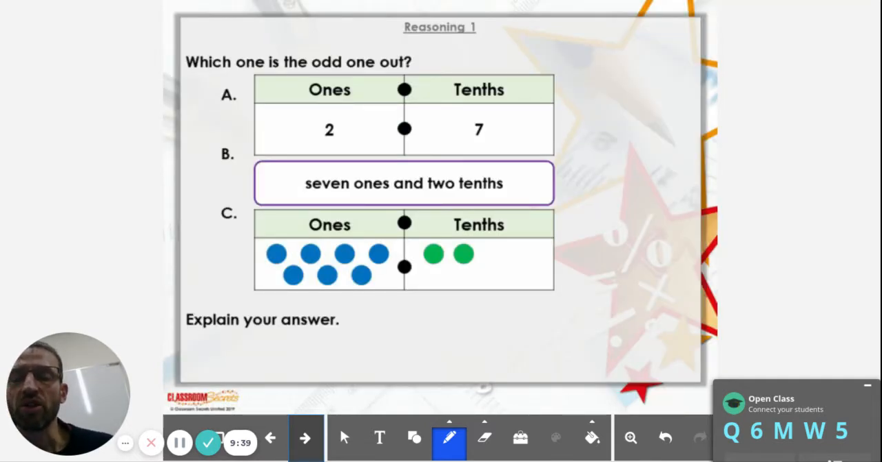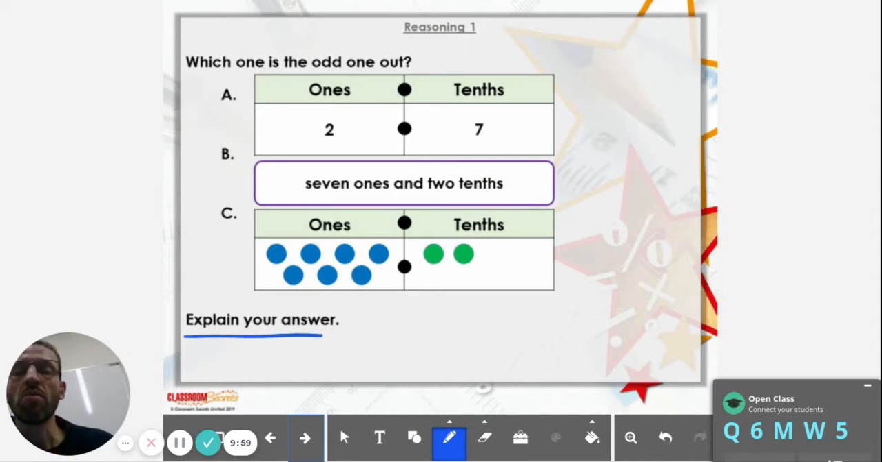Ooh, odd one out, but there is an explanation required. So remember, when you're answering this in your book, if you get this type of question, you need to explain. That means a sentence. It's going to mean words, it's going to mean a capital letter, probably a full stop. You've got to say why. Okay, which one is the odd one out? A, B, or C?